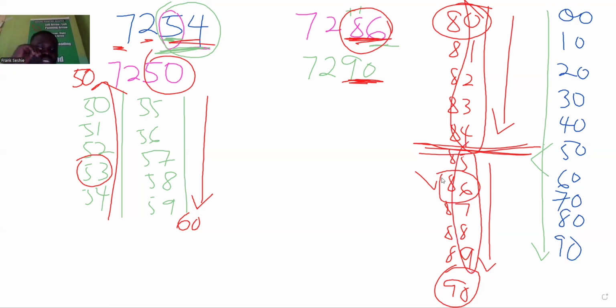So if we use the rule, 0 to 4 for the unit digits means we maintain the tens digit, and 5 to 9 for the unit digits means we add 1 to the tens digit. This is the root of it.